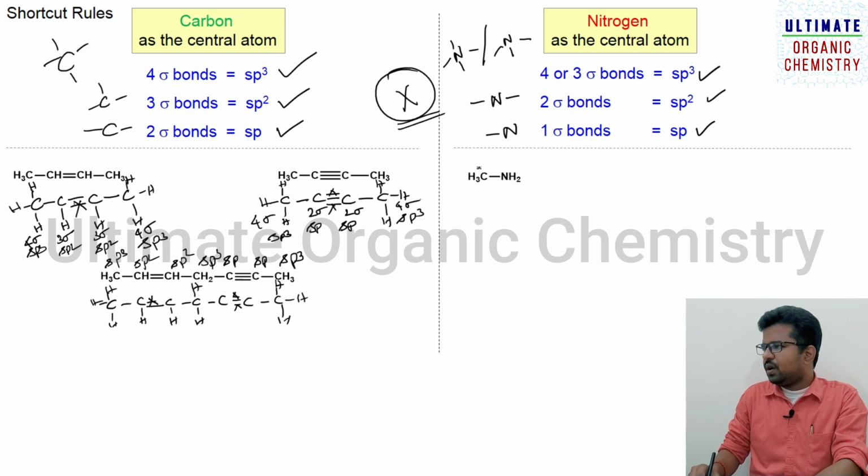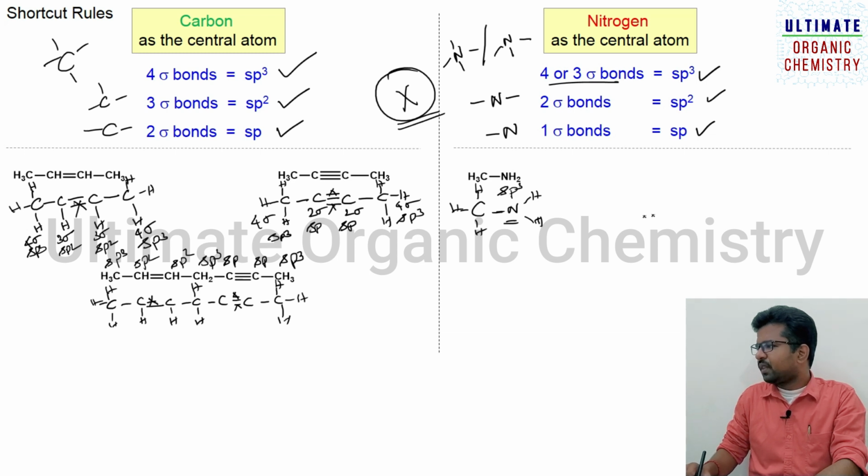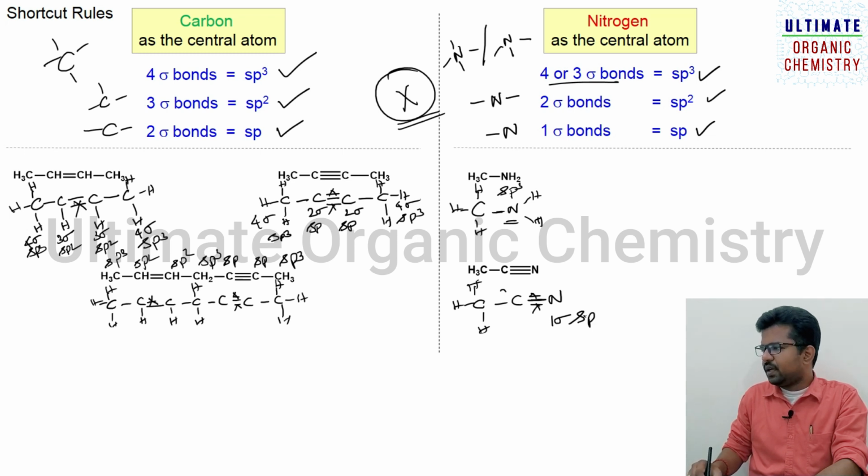So now let us go to nitrogen as a central atom. Here the structure can be expanded like this. If you check the nitrogen atom, which is connected by 3 sigma bonds, then by the rule, 3 sigma bonds means sp3. And here you have one more example, CH3. Just omit these 2 pi bonds. So nitrogen is connected by only 1 sigma bond. So the hybridization is sp. You can check here also, this is sp3, this is sp.